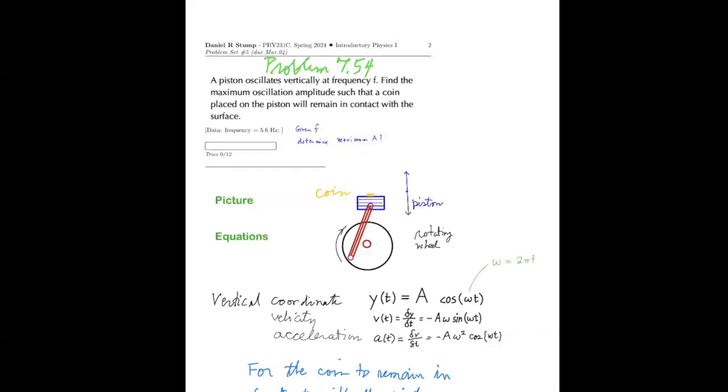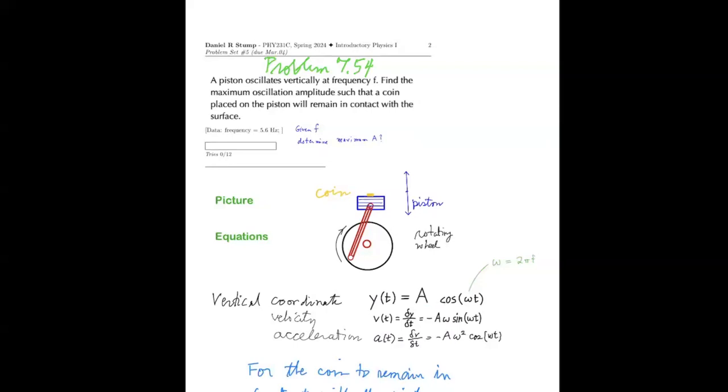Here's another problem. This is a problem in the assignment, and it's also taken from the homework, problem 54. A piston oscillates vertically at a frequency F. So you could arrange that by this picture, this little mechanical system. You have a piston which moves up and down within a cylinder.